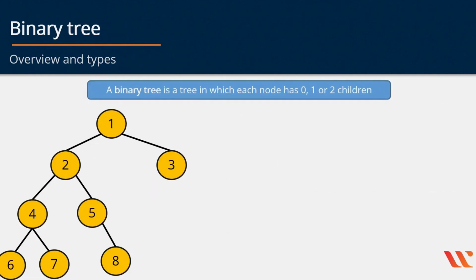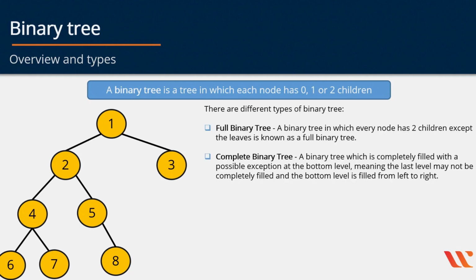Let's continue. We will take a look at the first more concrete implementation of a tree. Binary tree. A binary tree is a tree in which each node has 0, 1 or 2 children. Binary trees are probably the most used ones, but again, they are kind of abstract, even though they have some restrictions. Two types of binary tree are full binary tree, which is a binary tree in which every node has 2 children except the leaves. So if you look at the tree we have here, this is not a full binary tree.